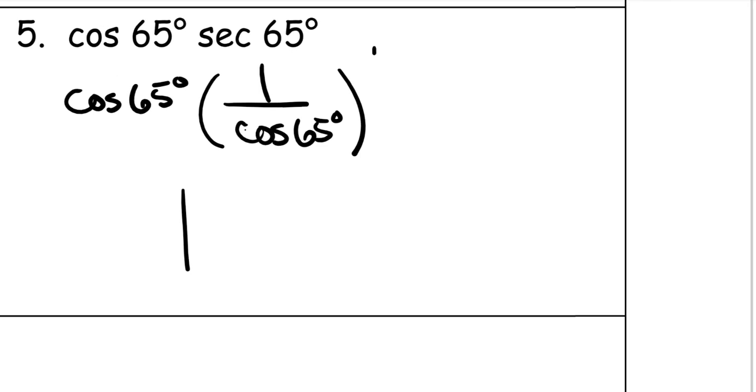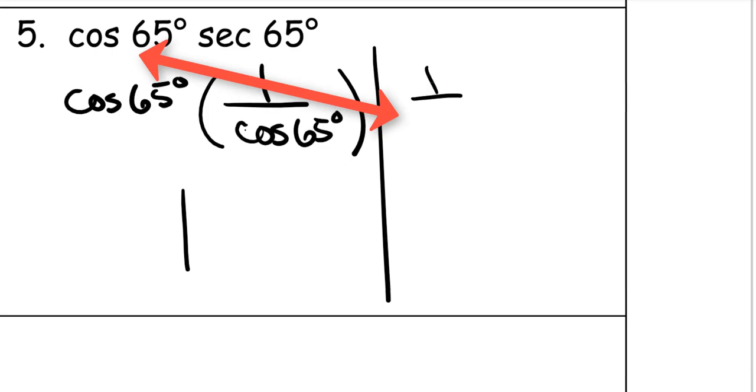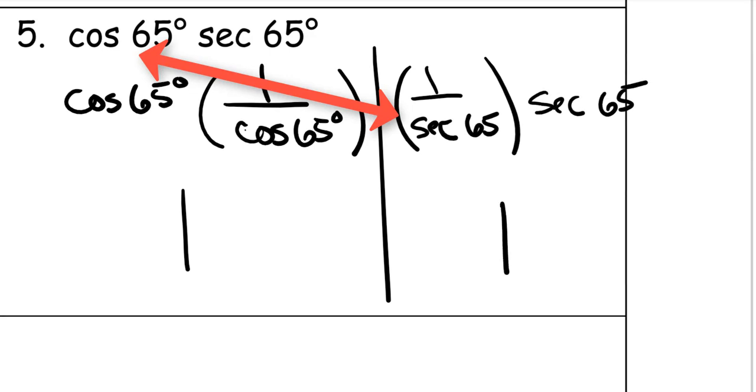Now, if we would have done that a little bit differently, like take cosine and use its reciprocal, making that 1 over secant of 65, that would be my first replacement, and then just leave the other as secant of 65. Either way, I still get 1.